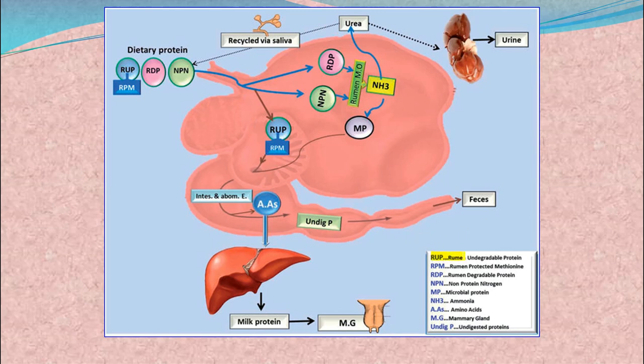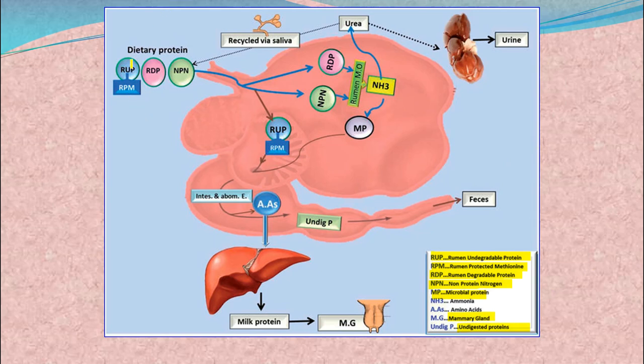Here there is also one chart showing how the proteins are going to enter the rumen, and you should understand certain terminologies. RUP means rumen undegradable proteins. RPM means rumen protected methionine. RDP is rumen degradable protein. NPN, as you know, is non-proteinous nitrogen. MP is microbial protein, then ammonia, amino acids, mammary gland, and undigested protein. So these are all terminologies, so that we can understand this chart properly.